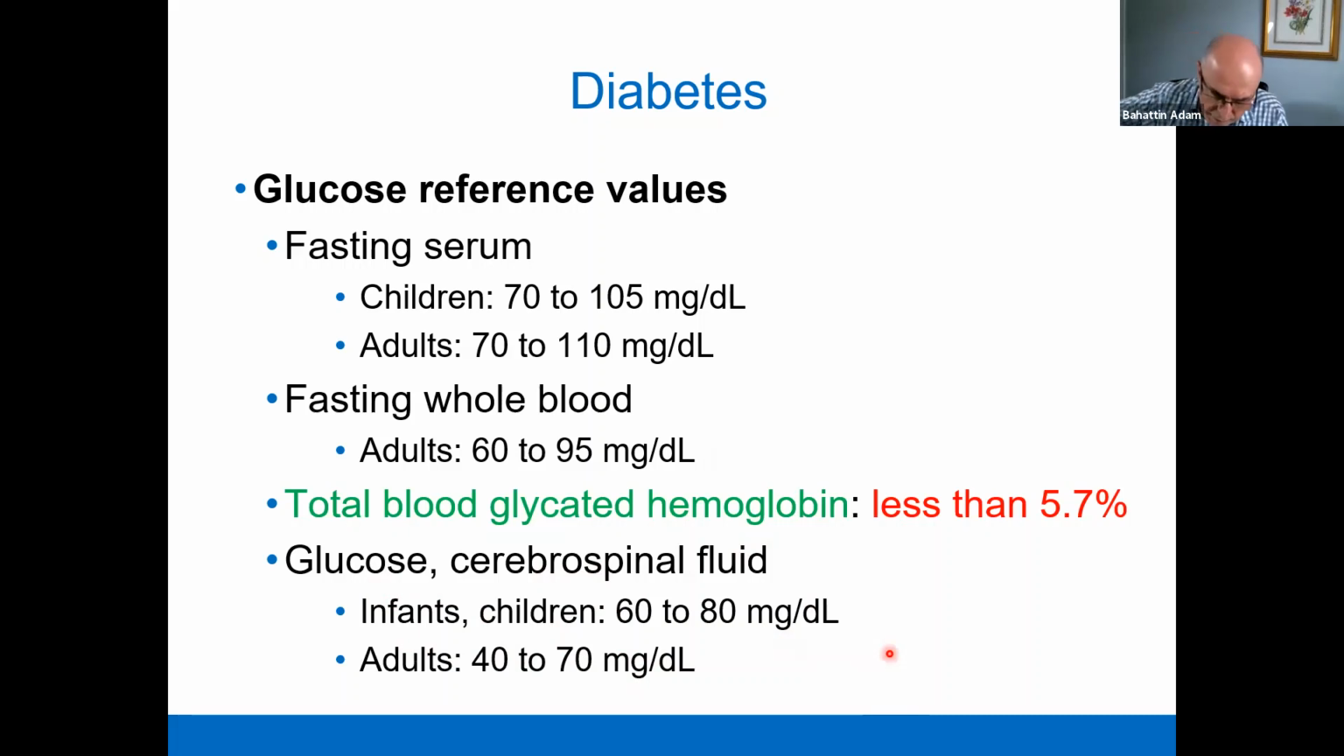The CSF glucose depends on the blood glucose. And you have to know, we have to measure both blood glucose and cerebrospinal fluid glucose in order to interpret the result, whether the cerebrospinal fluid glucose is normal or not.